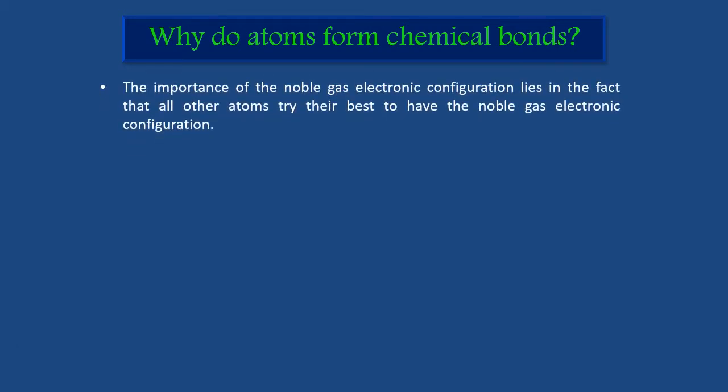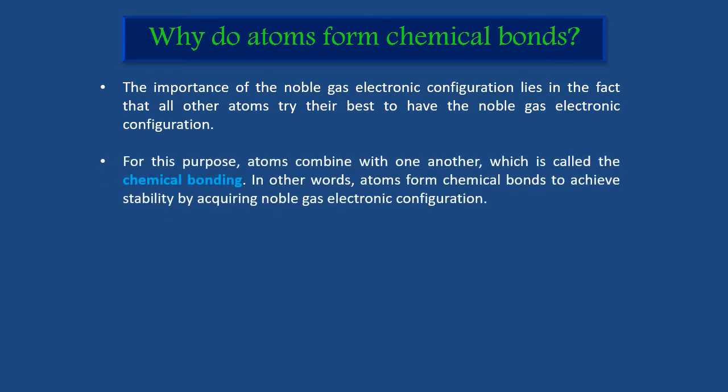The importance of the noble gas electronic configuration lies in the fact that all other atoms try their best to have the noble gas electronic configuration. For this purpose, atoms combine with one another, which is called the chemical bonding. In other words, atoms form chemical bonds to achieve stability by acquiring noble gas electronic configuration.